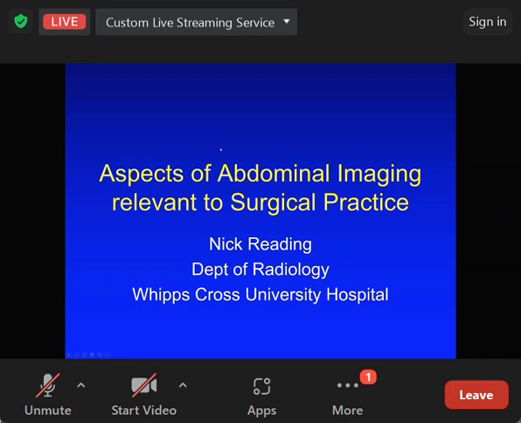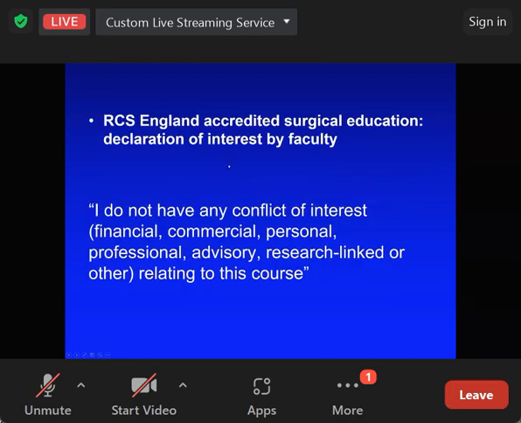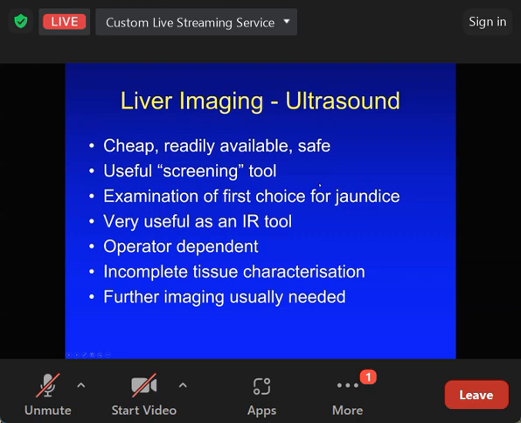So what I thought we'd start with is talk about different ways that we can image the liver, because this tells us a bit about liver imaging, but it will also tell you about the basic fundamentals of the imaging modalities.